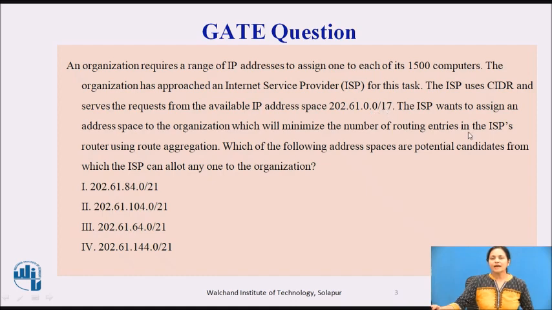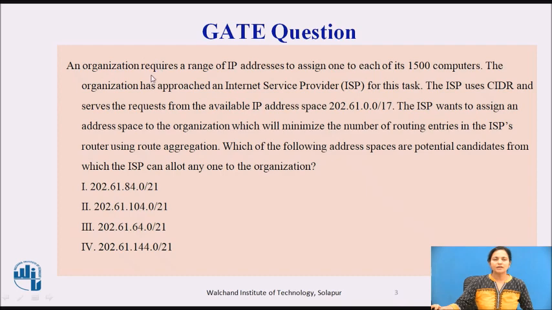202.61.0.0/17. The ISP wants to assign an address space to the organization which will minimize the number of routing entries in the ISP's router using route aggregation. Which of the following address spaces are potential candidates from which the ISP can allot?